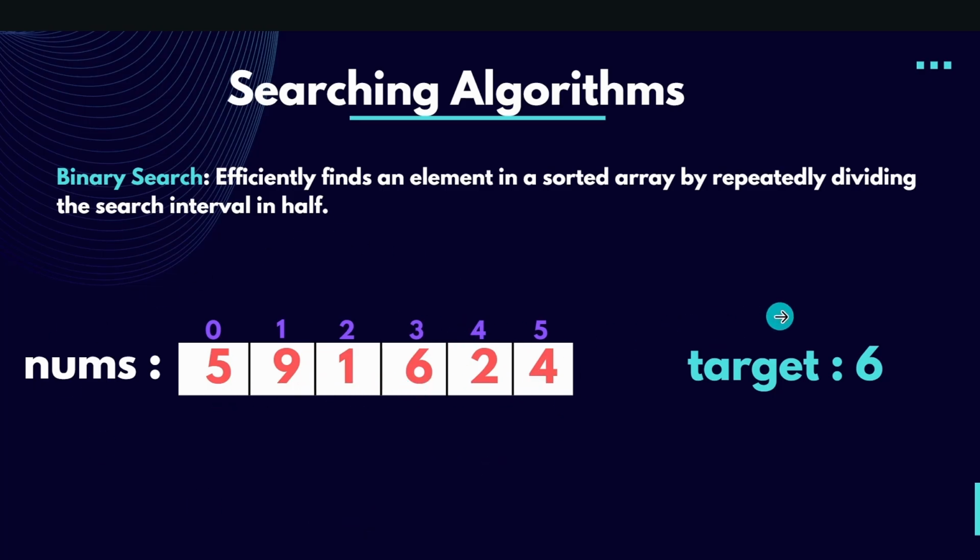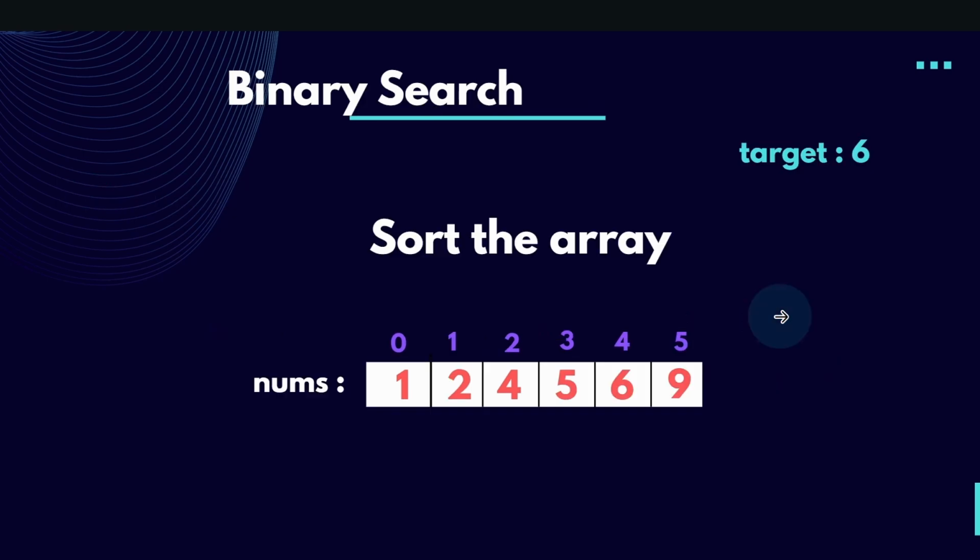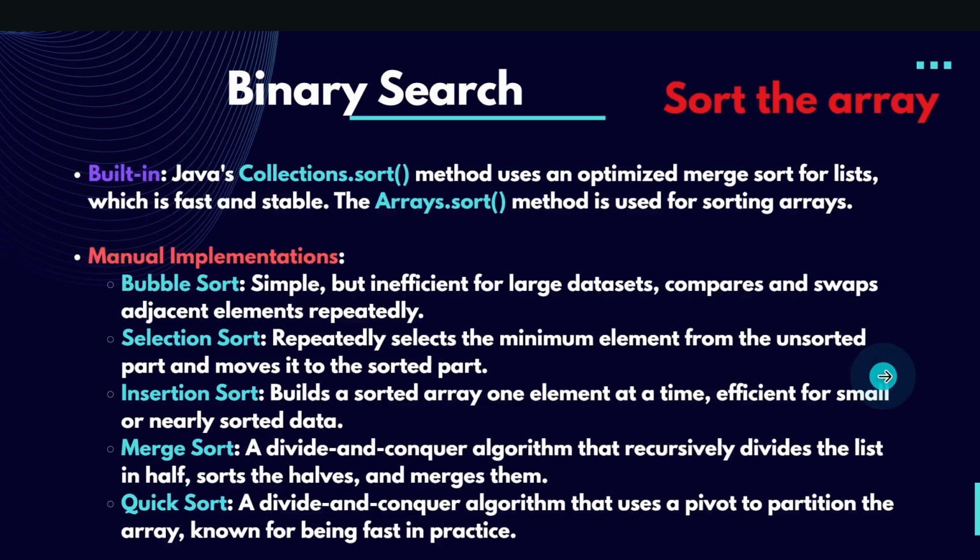For sorting we have many algorithms, which we are going to see in this session. After sorting, the array looks something like this: 1, 2, 4, 5, 6, 9. For sorting, as I said before, we have these algorithms we will see in this session: bubble sort, selection sort, insertion sort, merge sort, quick sort. These are all things we will see.